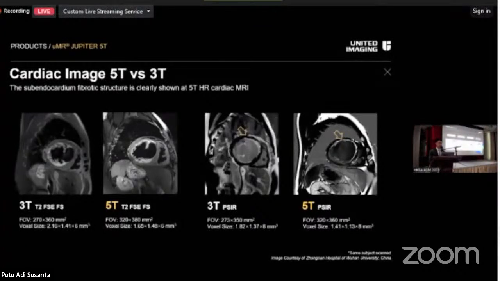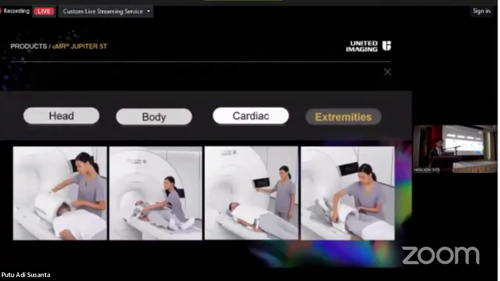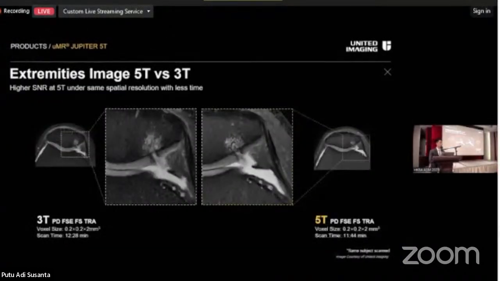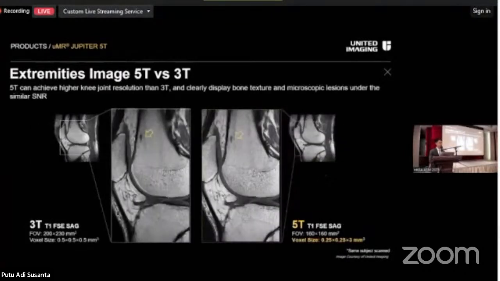And finally, for these different anatomies, we're looking at our extremities. First, we have some MSK examples. Here, a very simple case for proton density weighted imaging. We can see that the SNR is greater with the same spatial resolution and even reduced scan time. And this is another case in which we utilize the increased SNR to give us higher spatial resolution, which clearly displays the bone texture and the microscopic lesions for the image to the right on the 5 tesla.